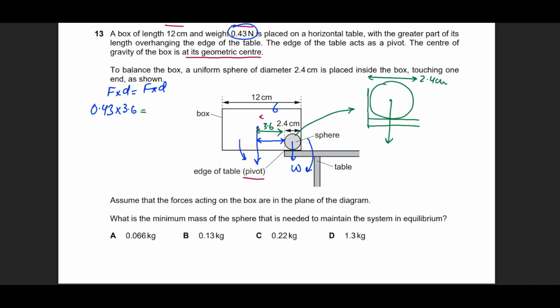Its weight appears at the center, so it should be half of this. It should be 1.2 centimeters away from this edge, which has been called the pivot. So it will be W multiplied by 1.2 at least. When you find W, it's going to be 1.29 newtons. To convert this into mass, divide this by 9.81. You will find the value as 0.13 kilograms, which is going to be option B.